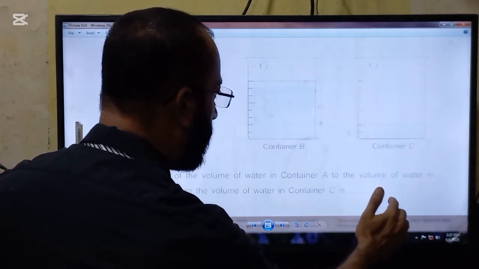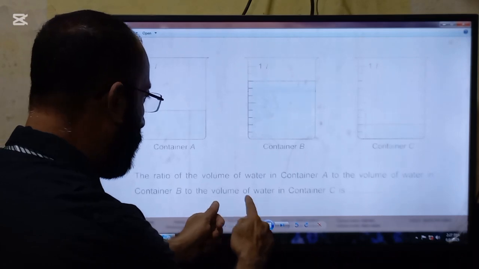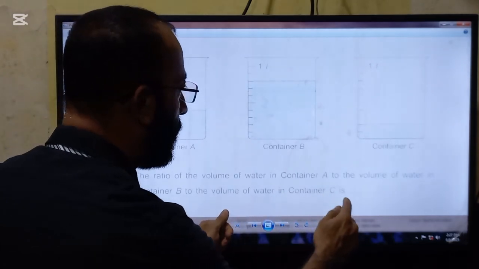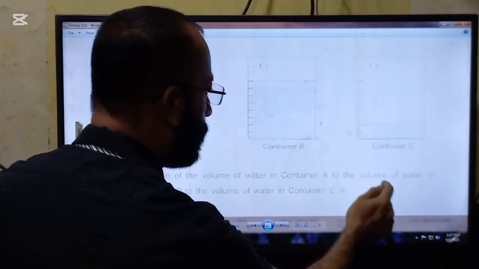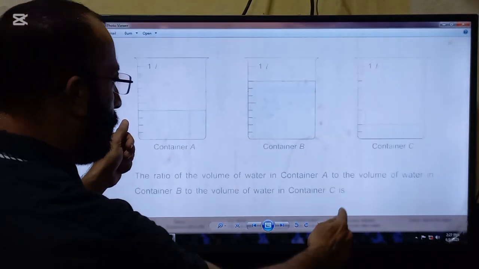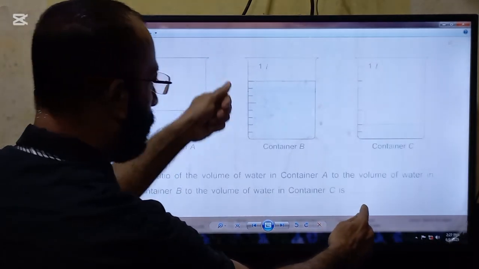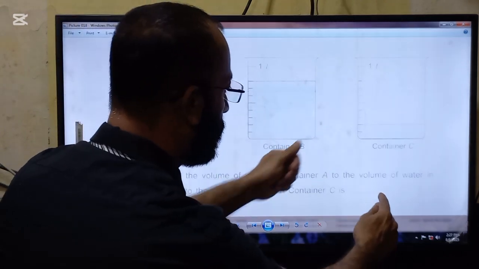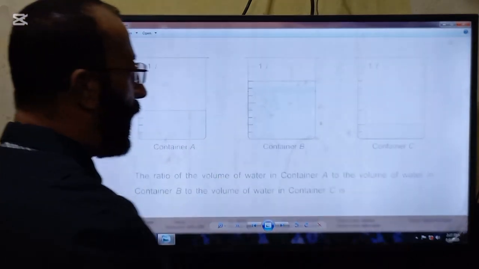Then the double dot, that is the ratio. And finally the volume of the water in container C. So 1, 2. So 0.2 will be written last. So 0.4 ratio 0.8 ratio 0.2 will be the answer.